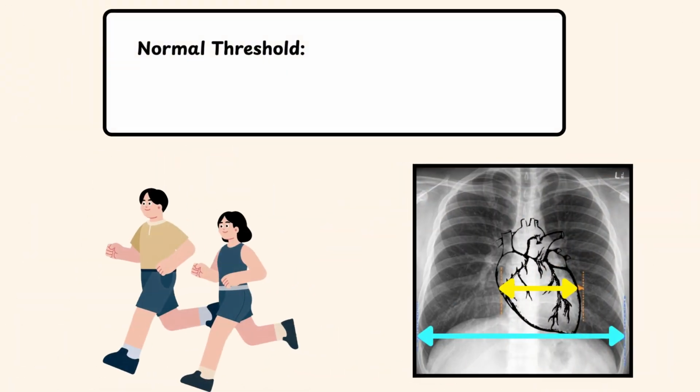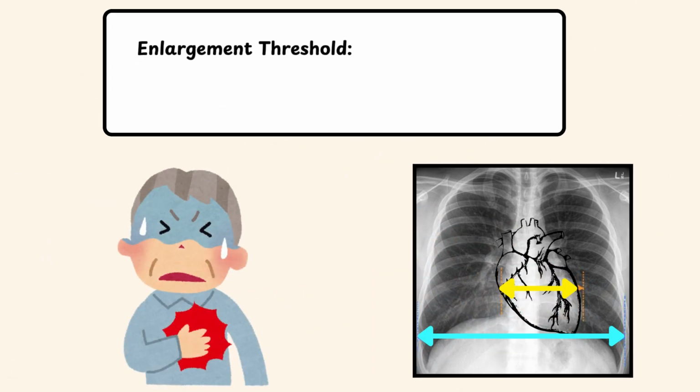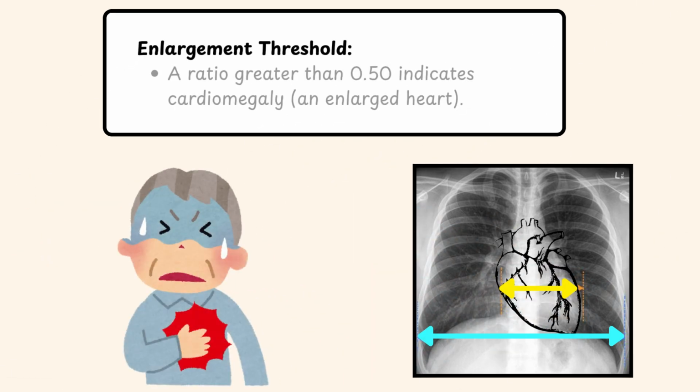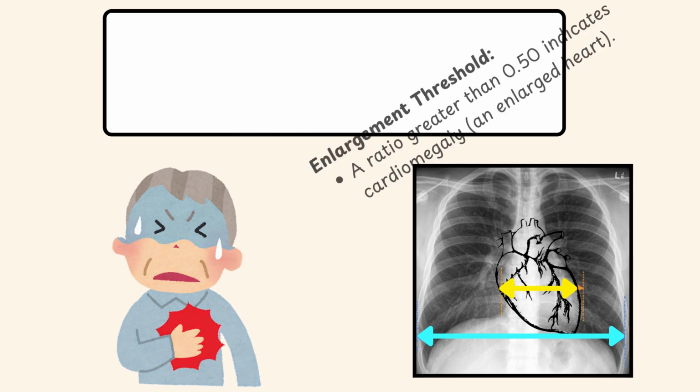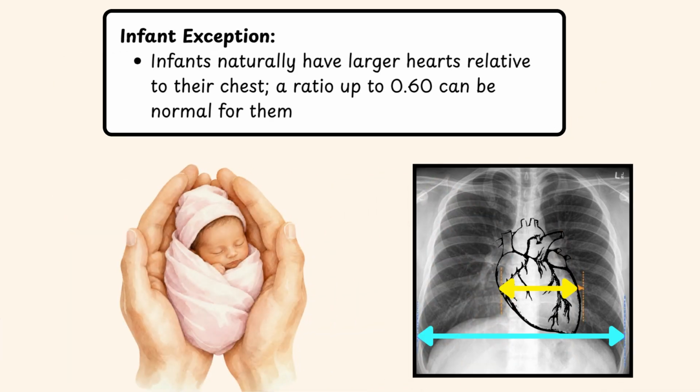Normal threshold of cardiothoracic ratio. A normal cardiothoracic ratio is 0.50 or less, 50%, in healthy adults. Enlargement threshold. A ratio greater than 0.50 indicates cardiomegaly, an enlarged heart. Infant exception. Infants naturally have larger hearts relative to their chest. A ratio up to 0.60 can be normal for them.